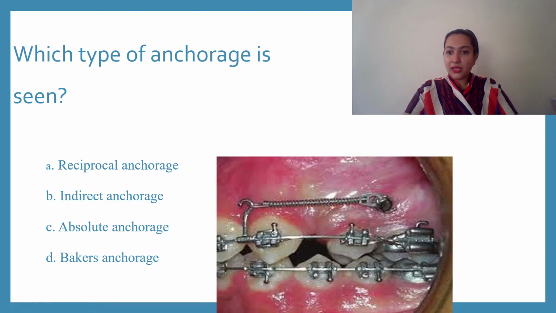Here there is no such thing. No wire is running from my mini screw to the molar. Okay, next option, absolute anchorage. Yes, this is an example of absolute anchorage. So how do you remember it? All my mini screws, all my mini plates, all the temporary anchorage devices which are placed during orthodontic treatment, they provide absolute anchorage. They are a source of absolute anchorage. So this figure shown over here is absolute anchorage. Baker's anchorage, we all know, is intermaxillary elastics, right?